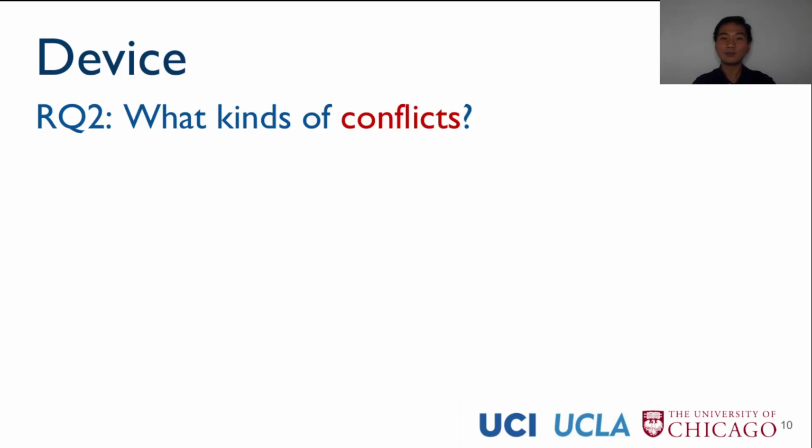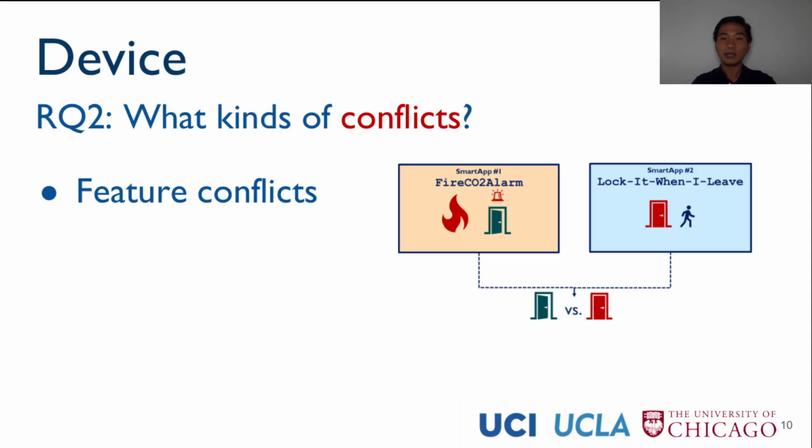So, how about the conflicts in this group? For the device group, we first found feature conflicts. As we have seen before, the Fire CO2 Alarm and Lock It When I Leave apps attempt to lock and unlock the door lock. They attempt to write to the same door lock and the same feature with different values, and so they have a conflict.